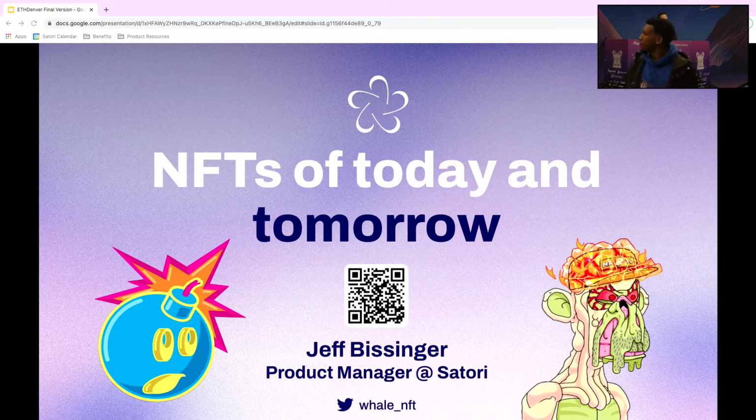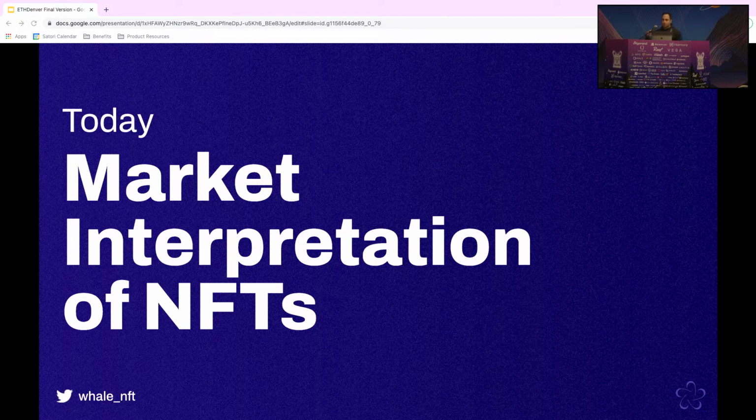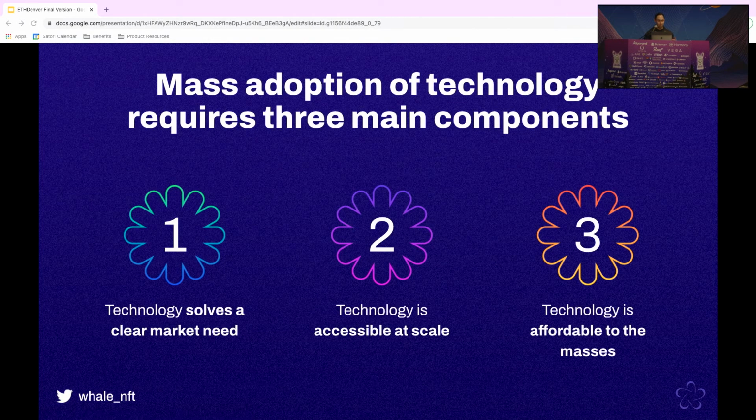And let's talk about the future of NFTs, where we are today and where we are going. So the current landscape of NFTs is creating a lot of noise across Web3. And in order to fully understand the market, we need to understand what adoption of new technology actually looks like. And in order to do that, let's take a look at what mass adoption requires.